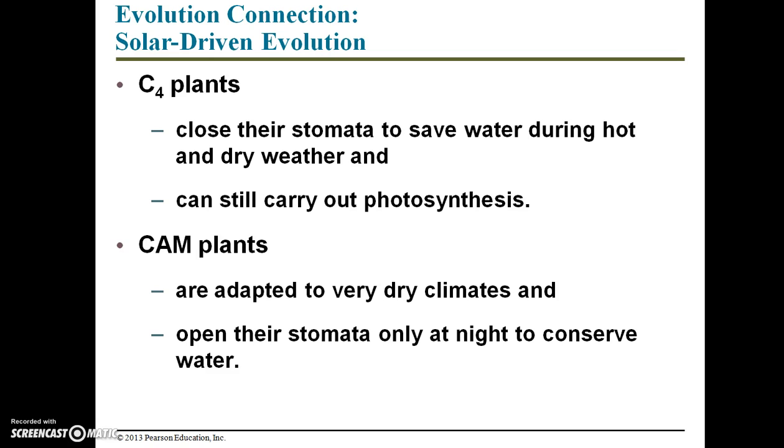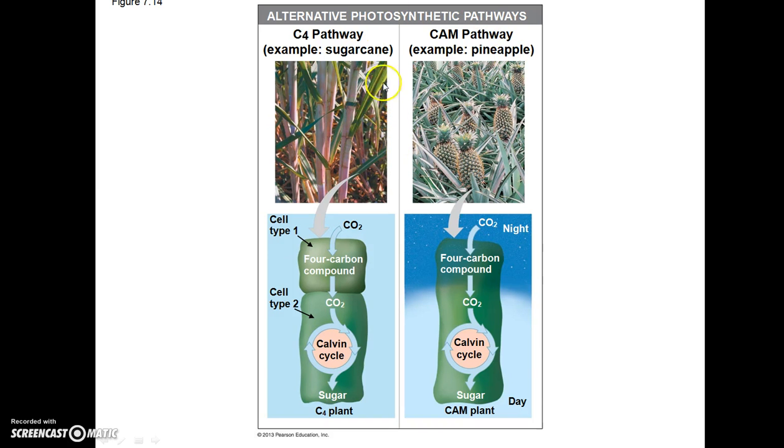And CAM plants are adapted to very dry climates, such as deserts, and they only open their stomata at night to conserve water. Your book has a lot more information on these plants and the modifications that they have in order to complete photosynthesis, but I don't need you to know that. That's just extra information if you'd like to learn more about those plants. But as an example, we have the C4 pathway. An example of that is sugarcane, another is corn, and then the CAM pathway plants such as pineapple, and then succulents and cacti are also CAM plants.